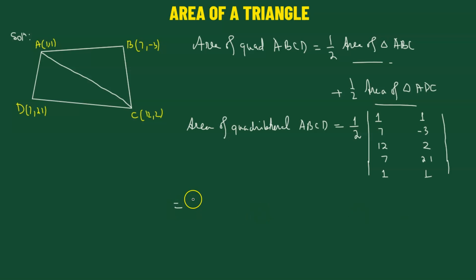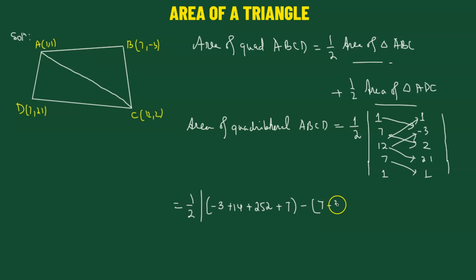Now let's try to find out the value. So here we have half multiplied by, so we'll start with 1 times negative 3. So that corresponds to negative 3 added to 7 times 2. So that's 14. Then we have 12 times 21. That corresponds to 252. Added to 7 times 1. So that's simply 7. And then we're going to subtract 7 times 1. So that's 7. Added to 12 times negative 3. So that's negative 36. We have 7 times 2. So that's 14. And then we have finally 1 times 21. So that's positive 21.